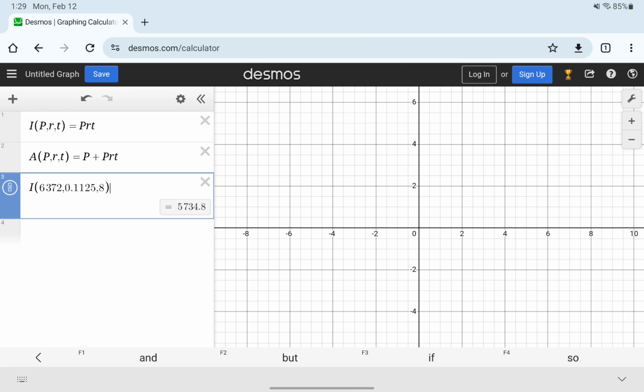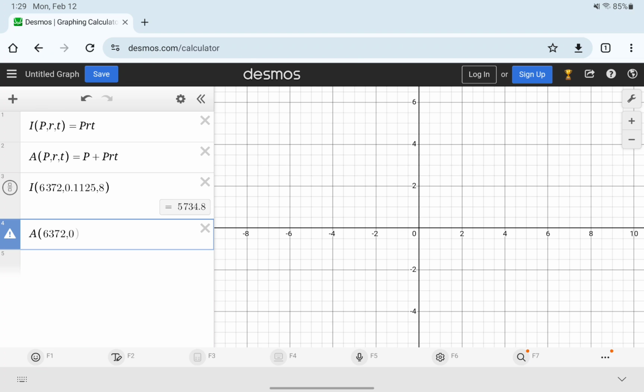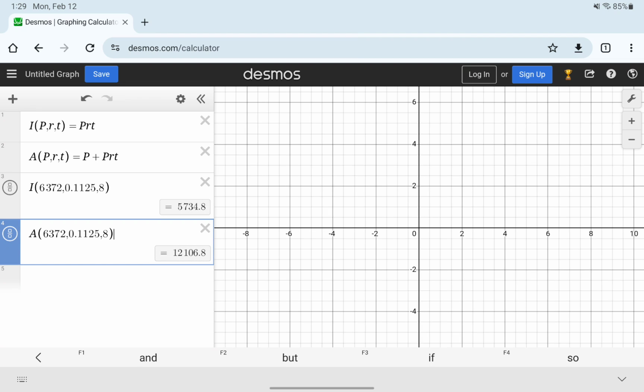We have two different ways to calculate the payoff amount. We could either manually add that interest to the original principal, or we could evaluate that payoff amount function that we set up with the exact same values. To get that, our total payoff, which is the interest plus the principal, would be $12,106.80.